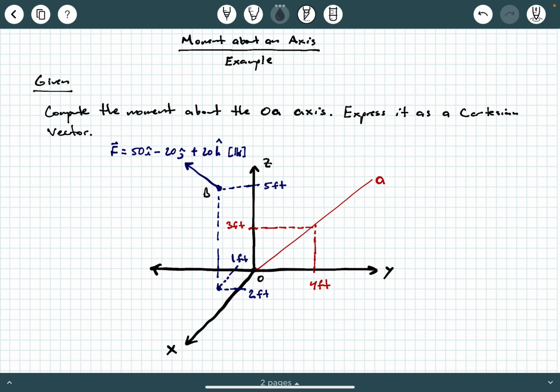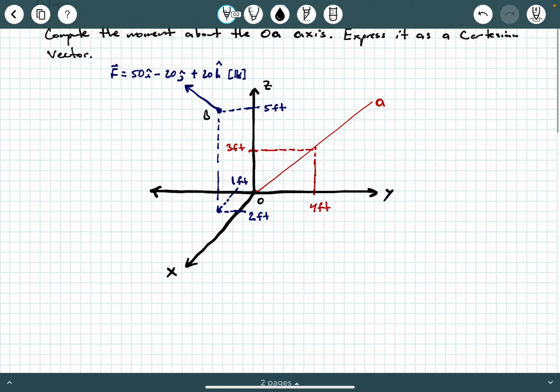Okay, so this would be a good time to maybe pause the video and sketch this out on your own paper and really take an extra minute or so to visualize what's going on here and what we have in this figure.